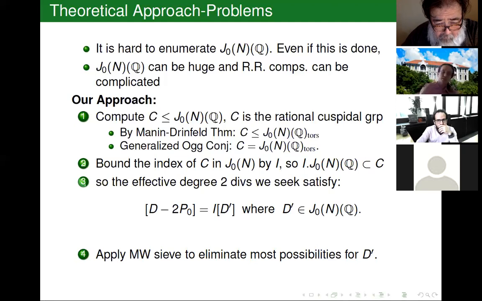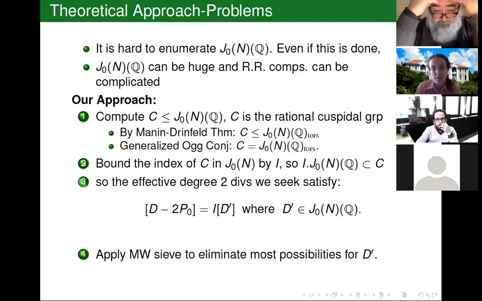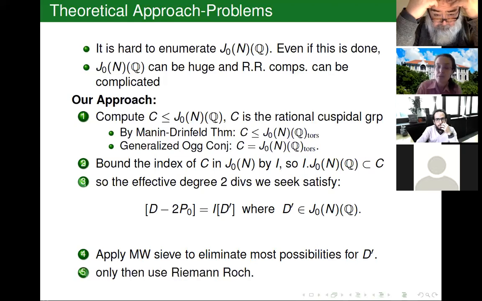So this is already a simplification, but that's not everything. Then we apply a version of the Mordell-Weil sieve. Maybe at the end of the talk, I will have some time to tell you a bit about the Mordell-Weil sieve, but this is just another way of eliminating even more divisors. So at the end of the day, there are only a handful of D prime left that you have to compute the Riemann-Roch space of. So that simplifies the computations a lot and lets you compute what you actually need.